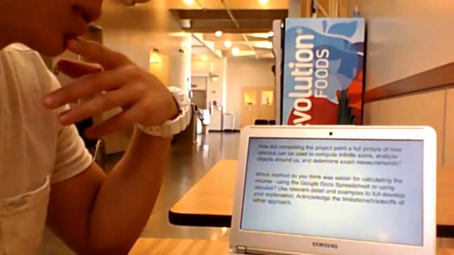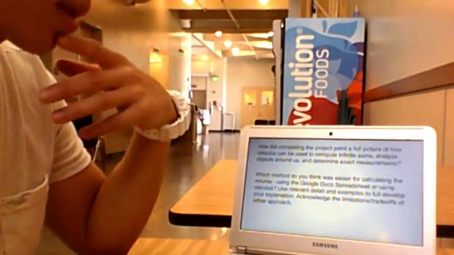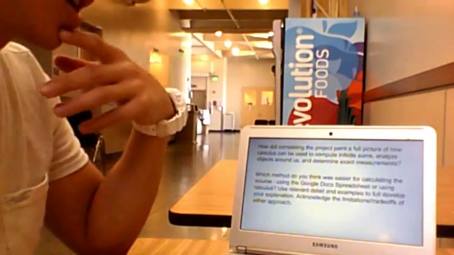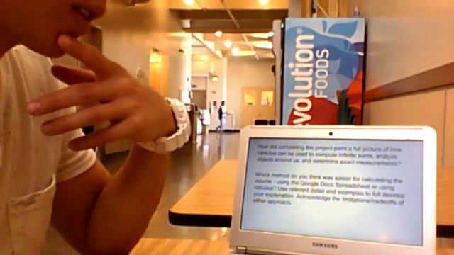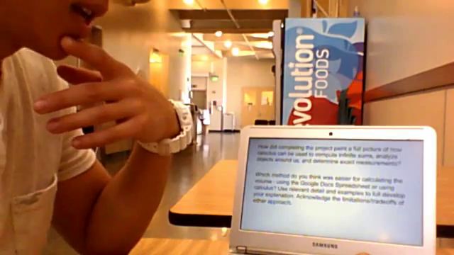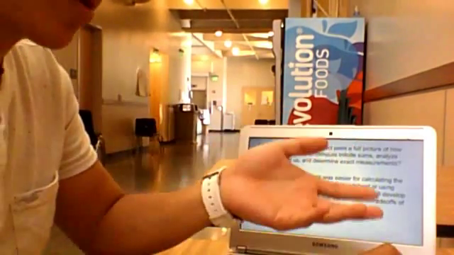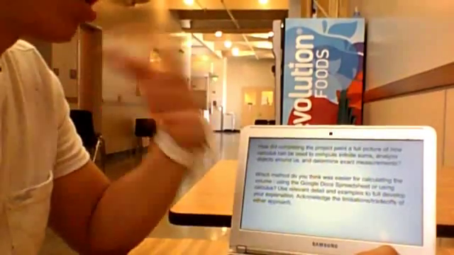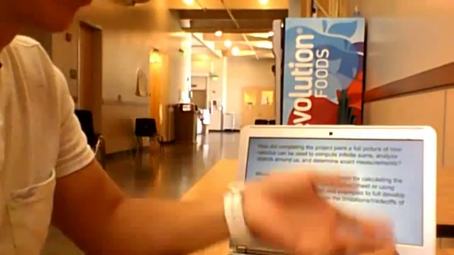Okay, so for the two questions, how did completing the project paint a full picture of how calculus can be used to compute infinite sums, analyze objects around us, and determine exact measurements? So it shows that you can find the volumes and measurements of objects that aren't normal, that aren't maybe square, don't have straight lines, so kind of like odd objects based on other measurements.